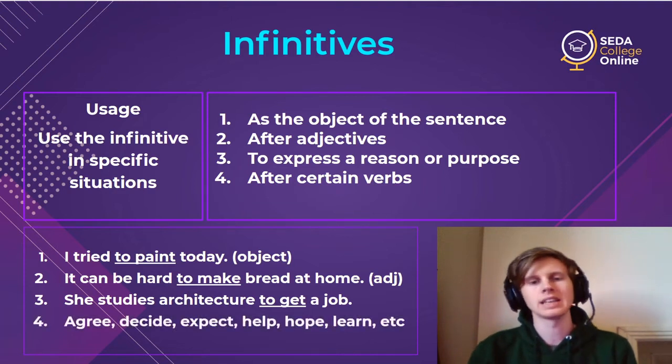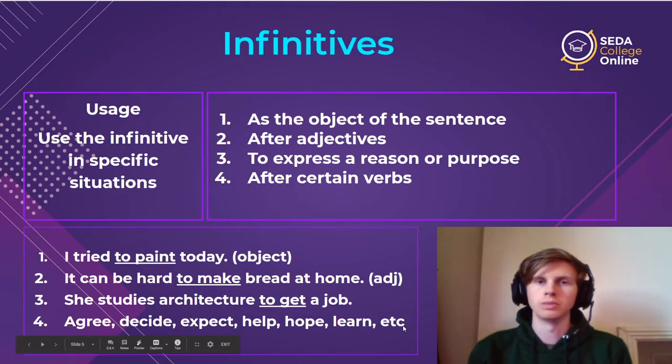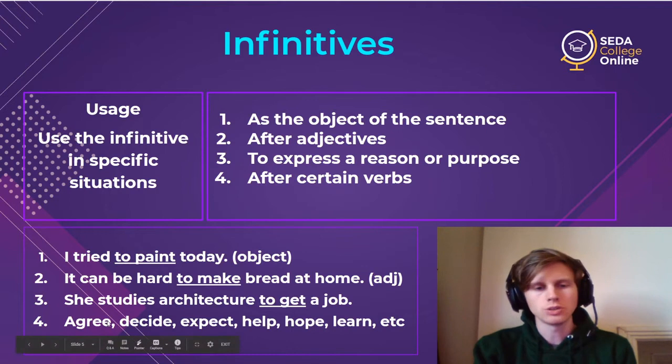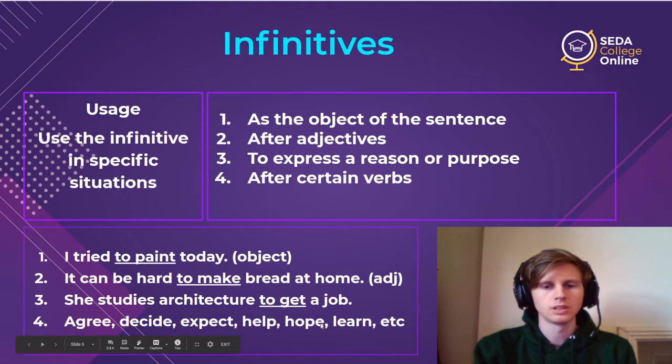And then finally, as I said, there are just certain verbs. So here is a short list. There are many more verbs than what I show here. But these are just some common ones I chose to show the idea. So, for example, you always agree to do something. You decide to do something. Expect something to happen or to do. You expect to do something. You help someone. You help someone to do something. You hope to do. You learn to do.